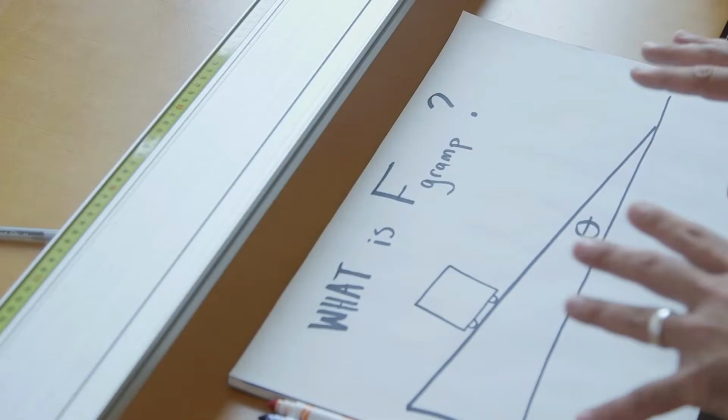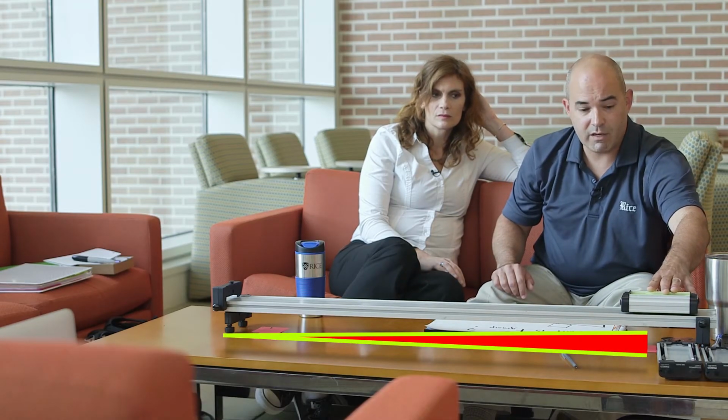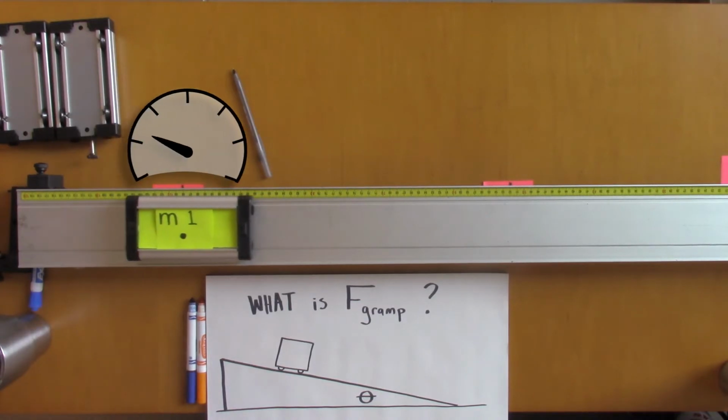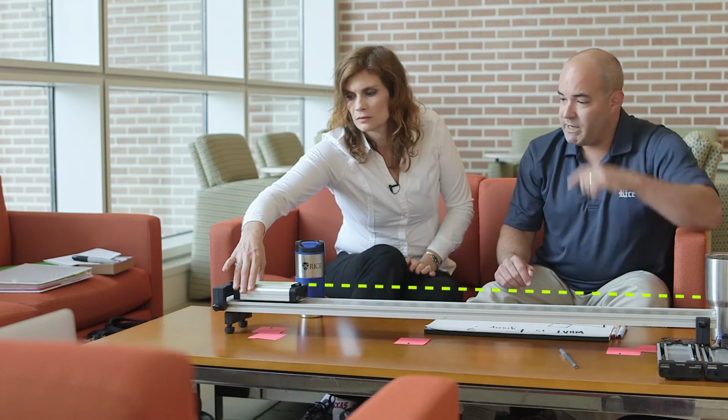It's technically the vector sum of the weight and the normal force. That makes it sound really confusing. I have a little diagram here to help explain that. What we have right here is a little ramp, and I tipped it at a slight angle so that if I release this mass, you can tell it accelerates. It starts out real slow and it picks up speed and it picks up speed and it crashes into the end. All right, FGRAMP is that force that's making that accelerate.